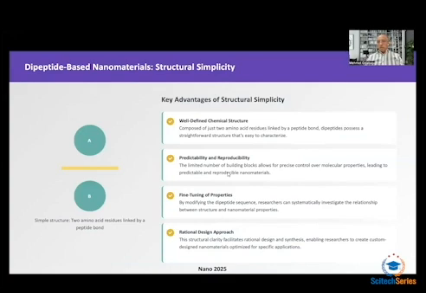Dipeptide-based nanomaterials have some advantages of structural simplicity, such as well-defined chemical structure, predictability, and reproducibility. Fine-tuning of properties and a rational design approach.